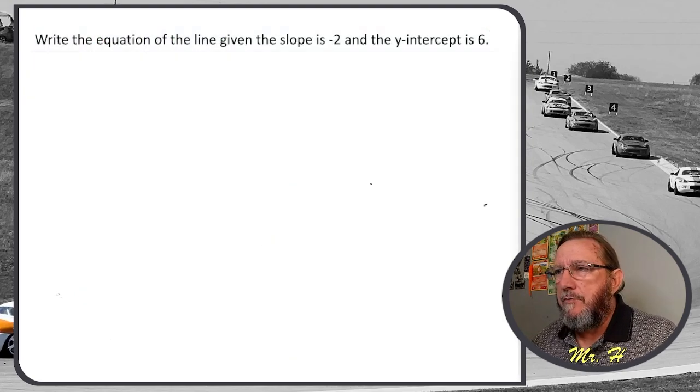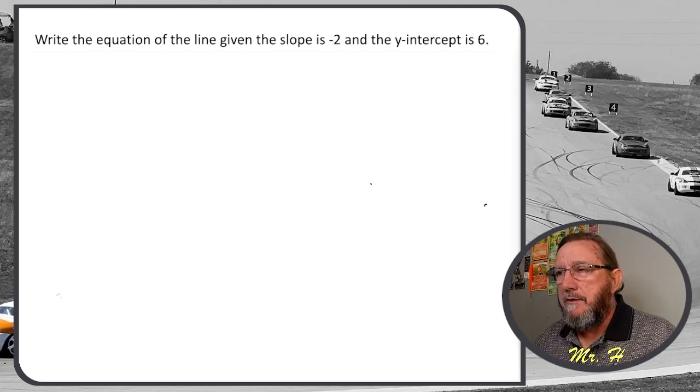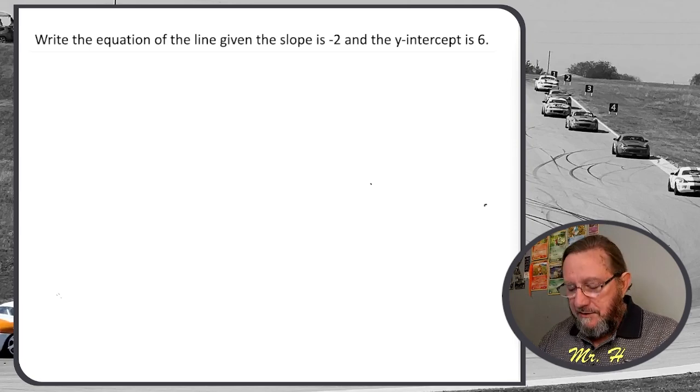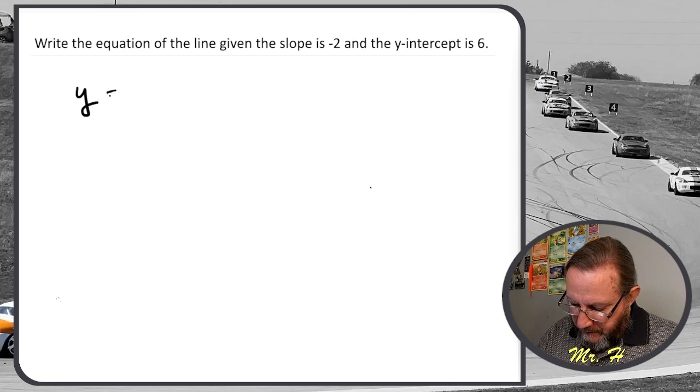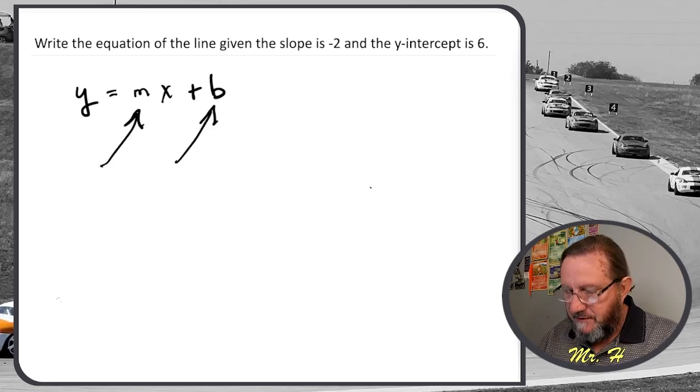Let's work through this example. Write the equation of the line given the slope is -2 and the y-intercept is 6. We know our slope, we know our y-intercept. We need to recall that when we know these two pieces of information, we are going to use the slope-intercept form. Now what was that? Y is equal to mx plus b. Recall what that m stands for. Recall what the b stands for.